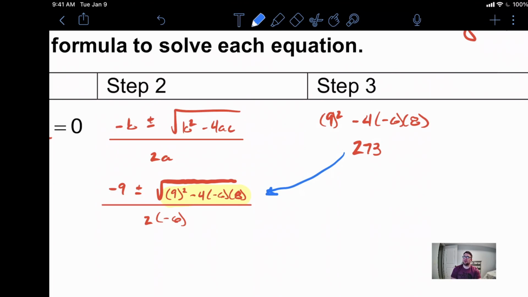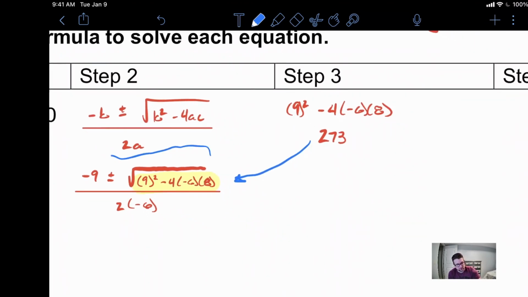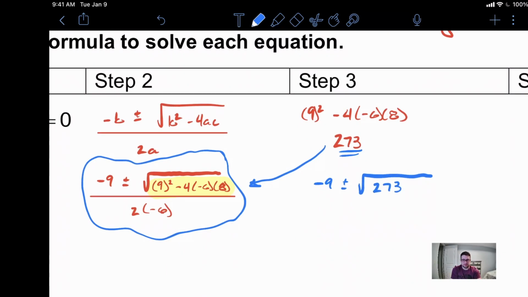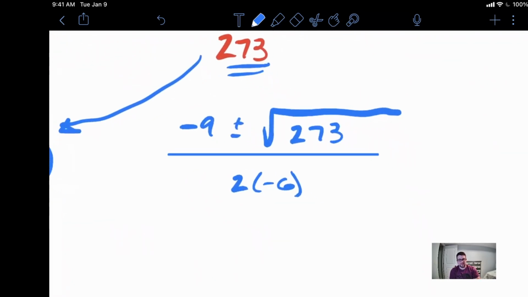So now we're going to rewrite all of this formula again. So here we go. We're going to have negative 9 plus or minus the square root. Now we know what the number inside of the square root is. That's 273 because we just found that right up here. Now coming across on the bottom, we're going to have 2 times negative 6 still. So let's go through and do a little bit more evaluating.